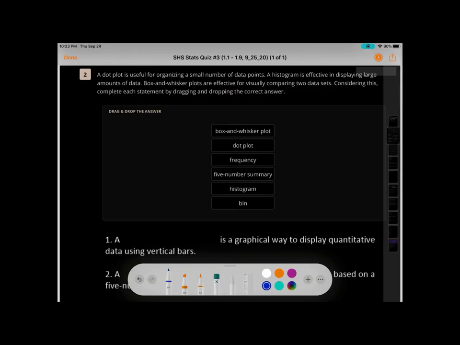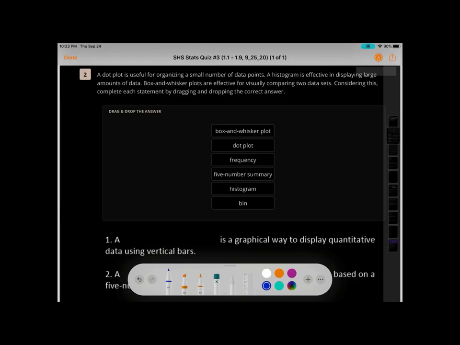A dot plot is useful for organizing a small number of data points. A histogram is effective at displaying large amounts of data. Box plots are effective at visualizing and comparing two data sets. Considering this, complete each statement by dragging and dropping the correct answer. So, kind of like a vocab test here.